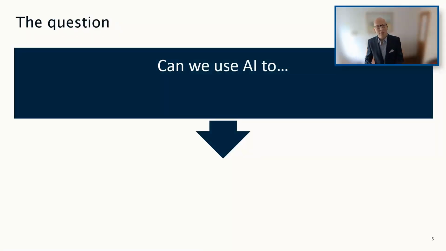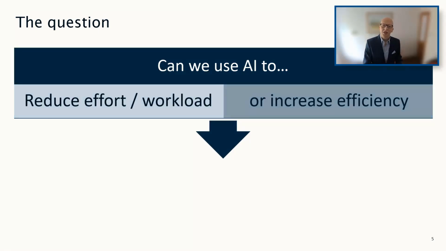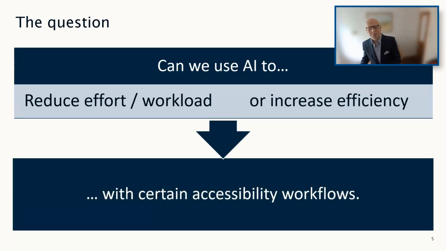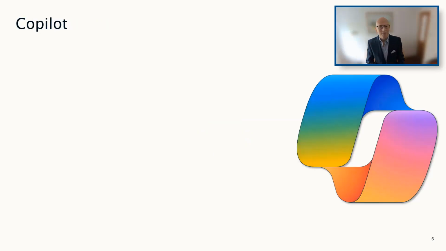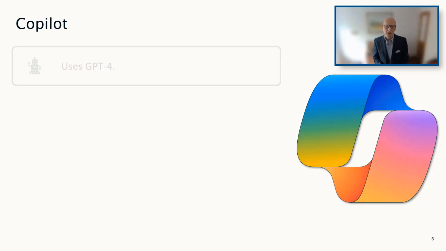So the question is, can we use AI to reduce effort or workload or otherwise increase efficiency with any of the digital accessibility workflows we might expect our colleagues to complete? Today, while I will mention other tools, I'll mainly focus on Microsoft Copilot. And if your institution is a Google shop rather than Microsoft, I expect the Google Claude experience will be similar.